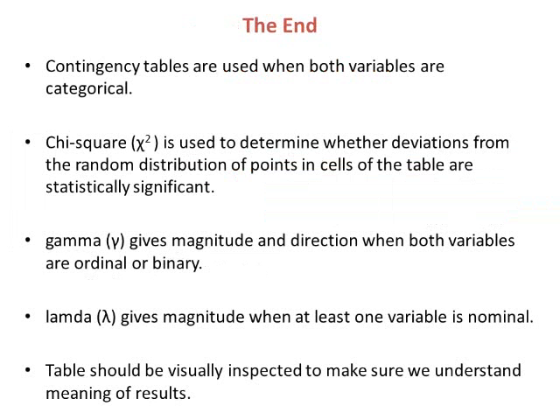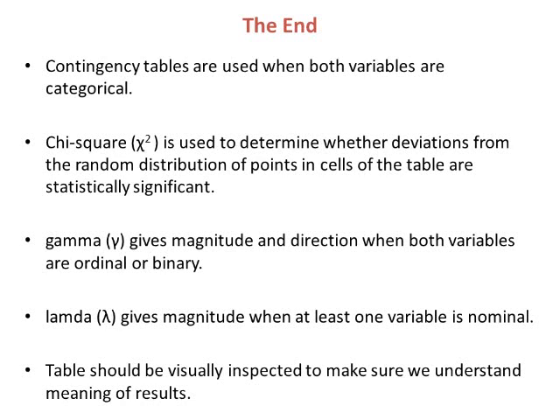In this presentation, we learned about the analysis of contingency tables, which are used when both variables are categorical. Chi-square is used to determine whether deviations from the random distribution of points and cells of the table are statistically significant. Gamma gives magnitude and direction when both variables are ordinal or binary. Lambda gives magnitude when at least one variable is nominal.